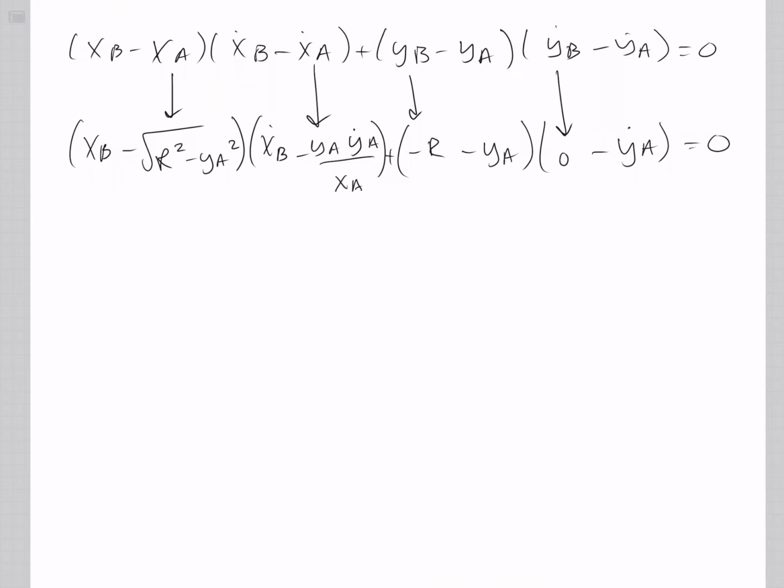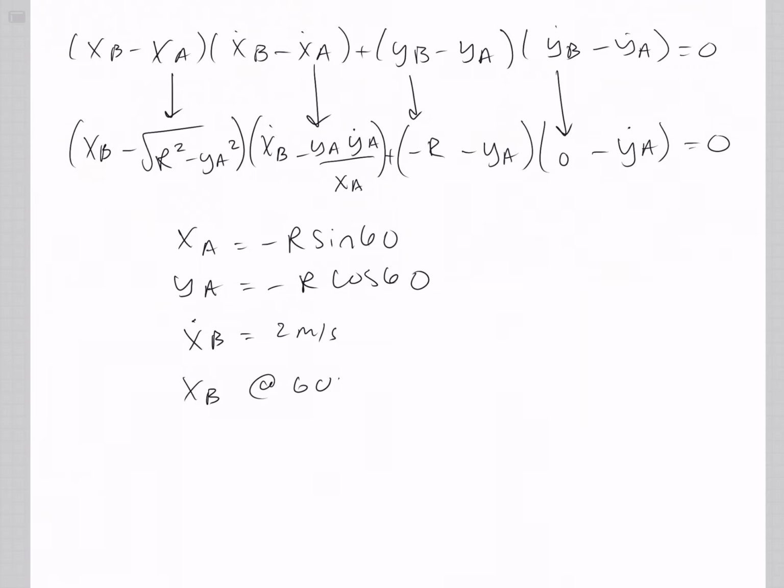The x_a and y_a is fairly straightforward from the problem given, and that is x_a equals negative r sine of 60, just the radius and that angle. y_a is just the same with a cosine of 60. ẋ_b is given as 2 meters per second. But what about the position of x_b at 60 degrees? Well, we also have an equation for that too.